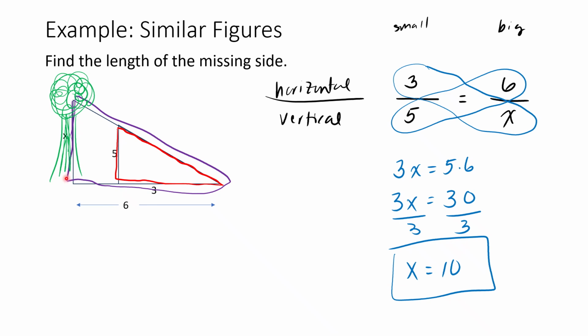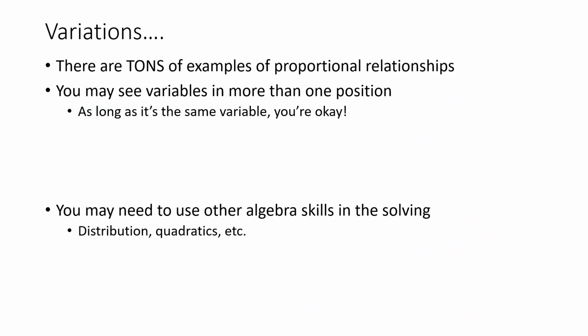You can also figure out the distance across a lake and other ways of using your geometry to figure out measurements that you can't measure directly. So some pretty cool stuff. All right, just last thing, some variations. There are just tons and tons of examples of proportional relationships. You won't have to think too hard or long to come up with them.